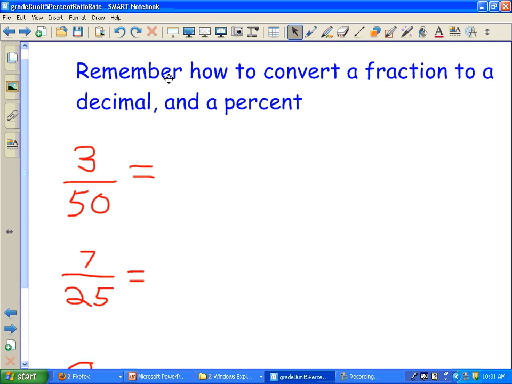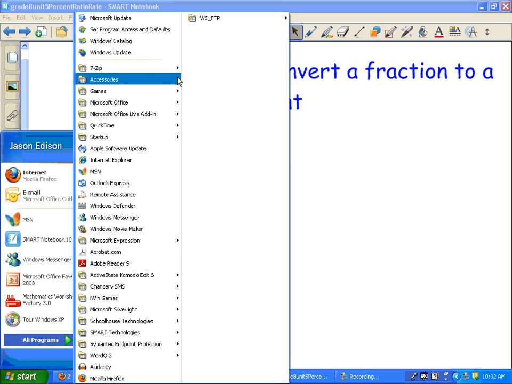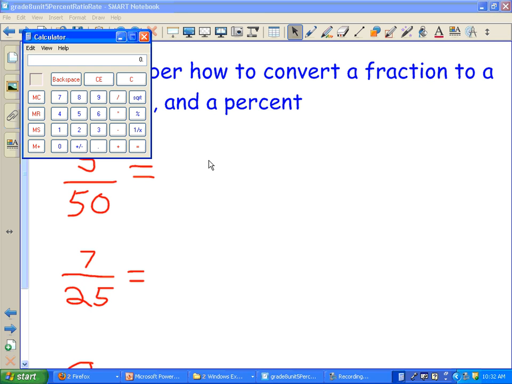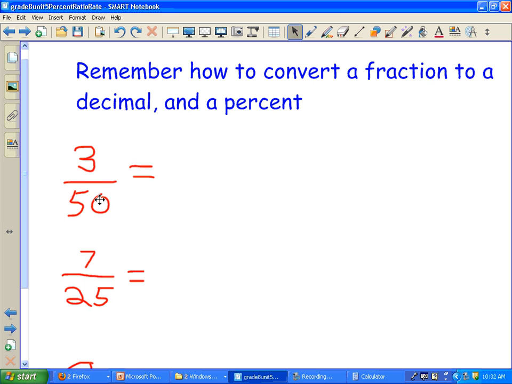The first thing is how to convert a fraction to a decimal and then a percent. The easiest way to convert a fraction to a decimal, if you are allowed, is to take your calculator and go 3 divided by 50. So if I use a calculator and go 3 divided by 50, my answer will be 0.06.